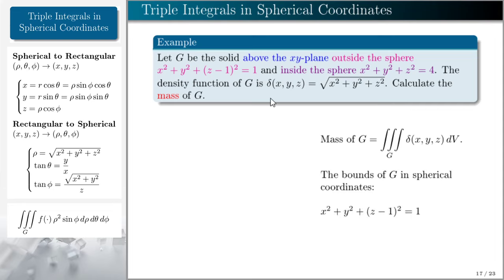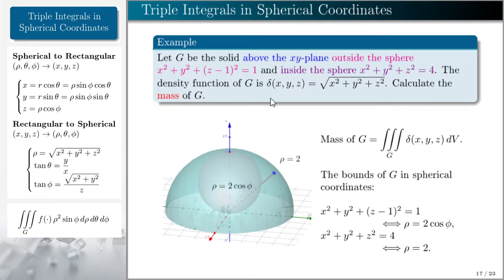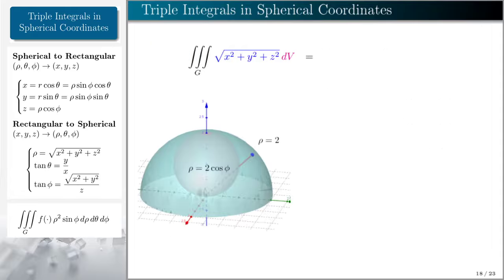For one, x squared plus y squared plus (z minus 1) squared equal to 1, as we have shown in the previous video, is just rho equal to 2 cosine phi. X squared plus y squared plus z squared equal to 4 is a sphere of radius 2, and thus rho equal to 2. And thus, if you draw it, it will be of this form. We need to only analyze the ones above the xy plane. So we are analyzing the upper hemisphere of x squared plus y squared plus z squared equal to 4. And I need it to be outside as well of this sphere, in this case of equation rho equal to 2 cosine phi.